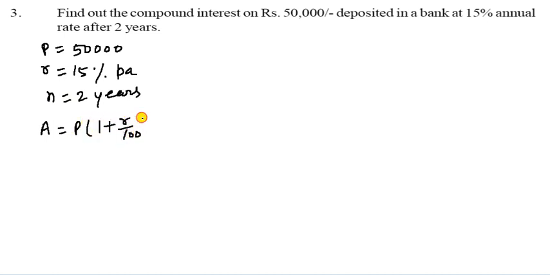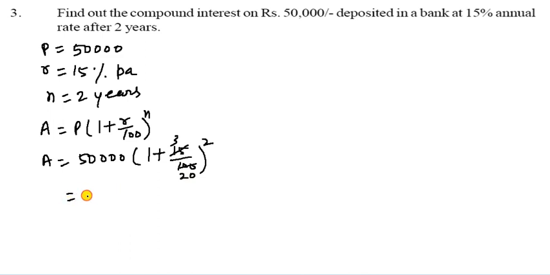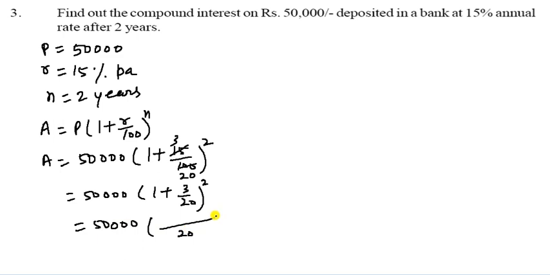So let the formula A will be equal to P 1 plus R upon 100 to the power N. So let us start. P is given as 50,000 and 1 plus R is given as 15%. So 15 upon 100 and whole power is 2. Now 5 3 ja 15 and 5 2 ja 10. So it will be 50,000 and here is 1 plus 3 upon 20 whole square. Now 50,000 taking their LCM as 20 and whole square, here is 20 plus 3. So it becomes 23. So 50,000 and here is 23 upon 20 and whole power is 2.